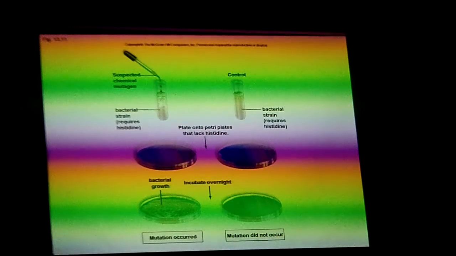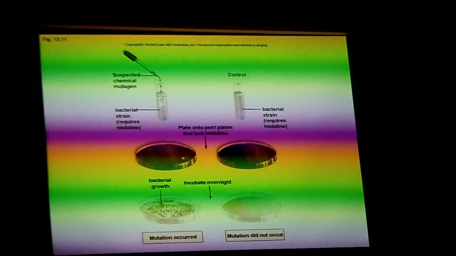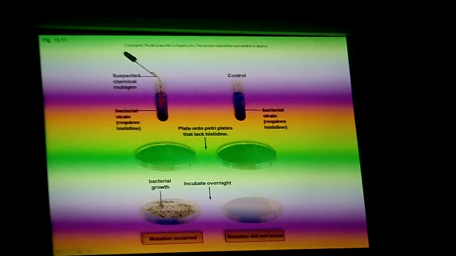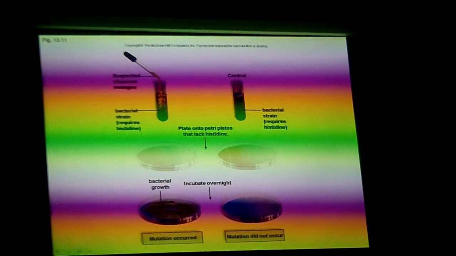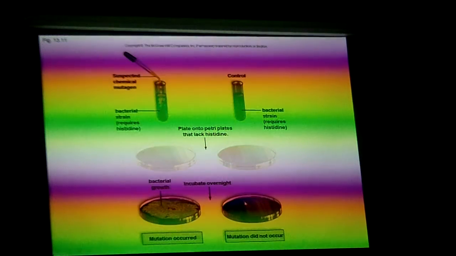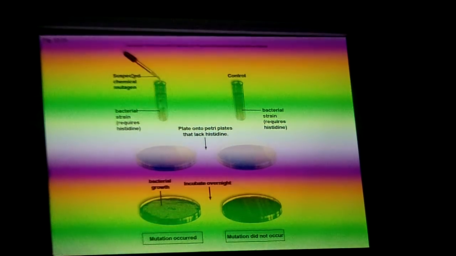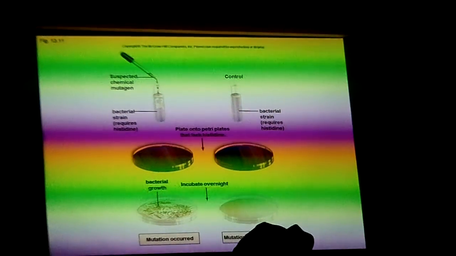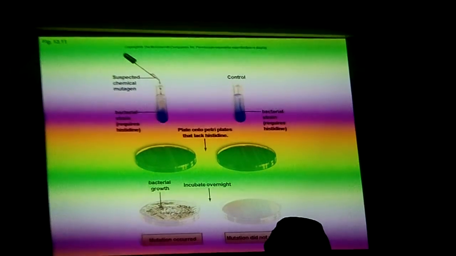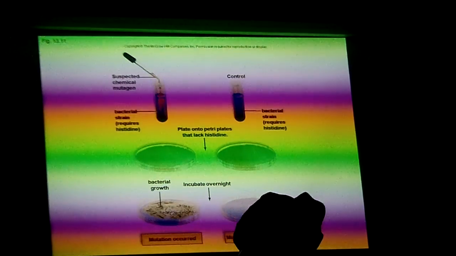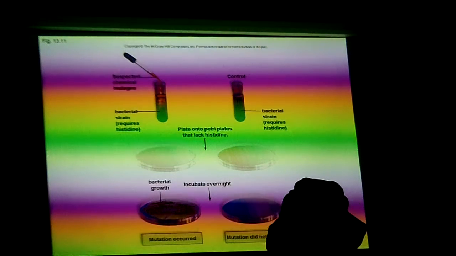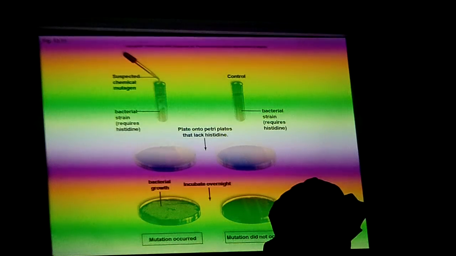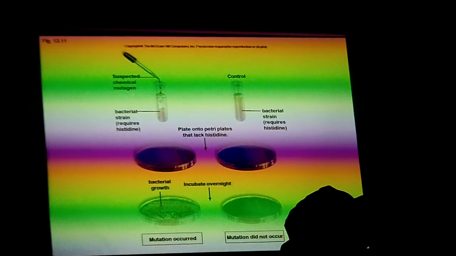And these two plates don't have histidine. So the bacteria shouldn't grow on the plate. That's what happens if we pour our control bacteria onto this plate, we see no growth. But here we take a suspected chemical, let's say they come up with some chemical that's good at killing ants. And they say, before we start selling this to everyone in the world, we need to see if it's a carcinogen, if it causes cancer, if it causes mutations. Because mutations lead to cancer.